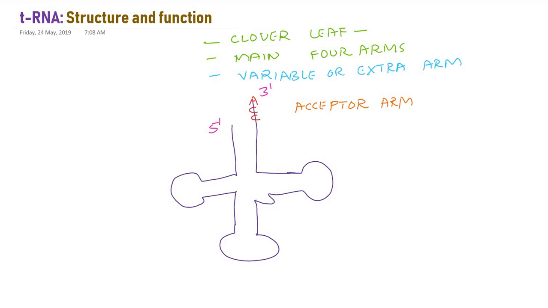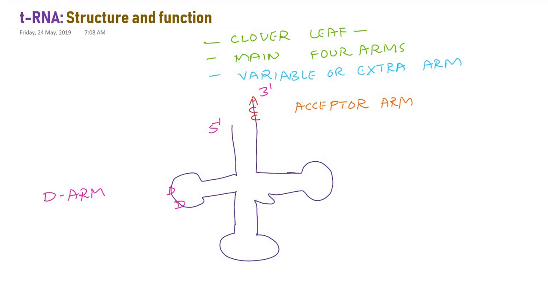Here we can see there is a loop. We will find the modified base D, that is dihydrouridine. So this arm is called D arm and the loop is called D loop. Okay, this whole arm is called D arm and the loop is called D loop.